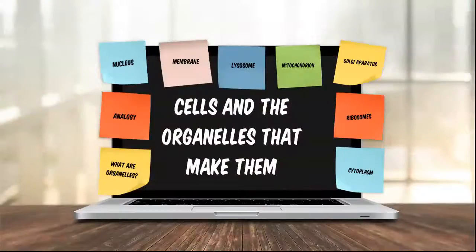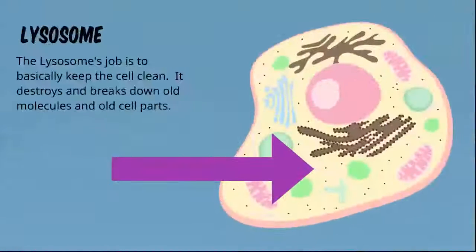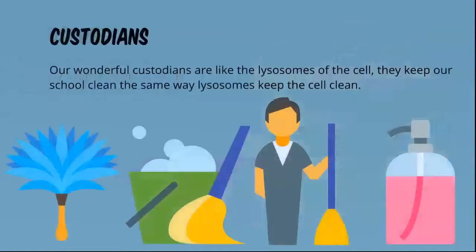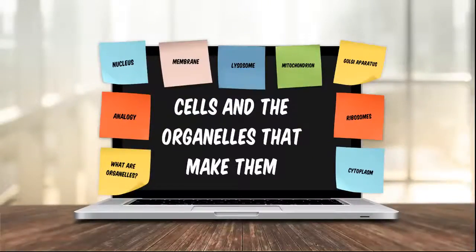Okay, next we have the lysosome. The lysosome's job is to basically keep the cell clean. It destroys and breaks down old molecules and cell parts and dissolves them. So this is kind of like the awesome custodians. If you do not appreciate your custodians, make sure you do. They're very important to your school's function. Our wonderful custodians are like the lysosomes of the cell. They keep our school clean the same way lysosomes keep the cell clean. Okay, and that's why if you ever think of Lysol, which, product mentioning in a video is probably a big no-no, but Lysol cleans, right? So the lysosome is also the cleaner of the cell.